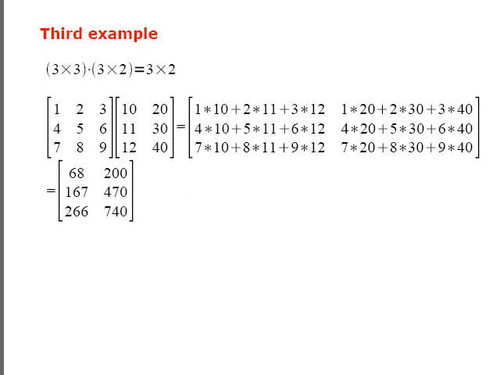Now here's our third example, and this is as complicated as it gets. In this case, we have several columns in the second matrix. So we're multiplying a 3 by 3 times a 3 by 2. The number of columns in the first equals the number of rows in the second, so matrix multiplication is defined for this situation. And the result would be a matrix with 3 rows and 2 columns.